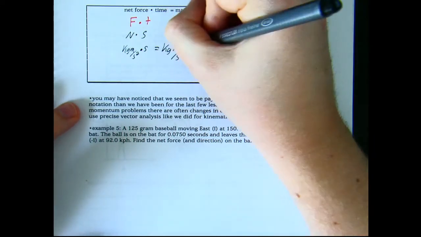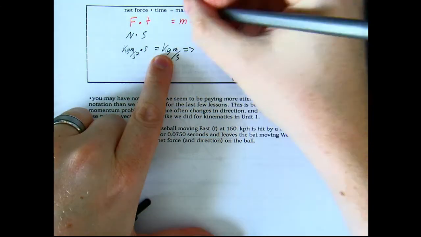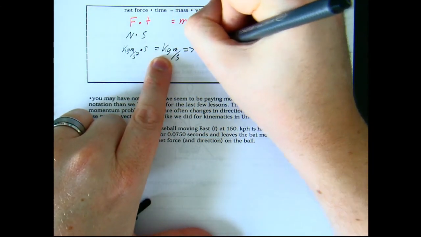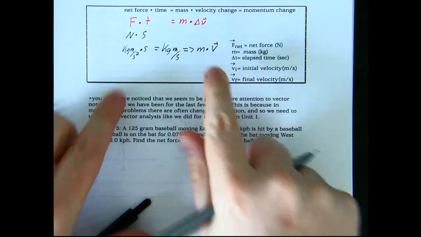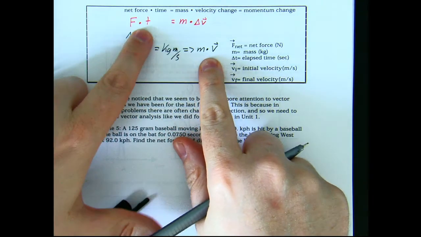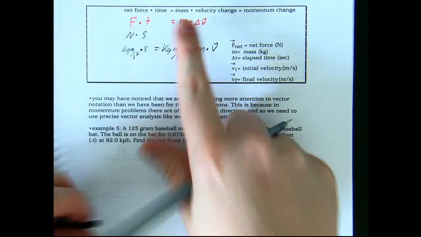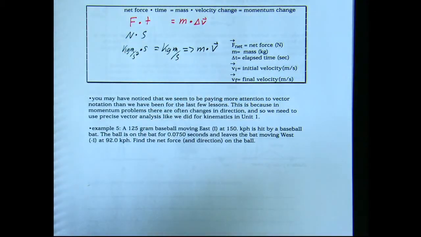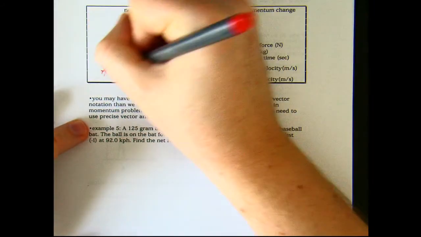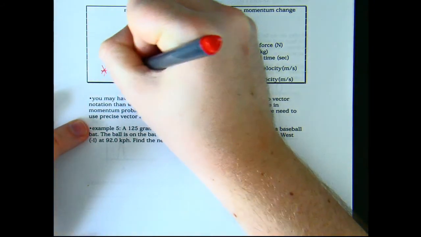Well, that's a mass times a velocity here, and so what we can see here is that a force times time has to be equal to a mass times a change in velocity. This particular relationship here is impulse. Is the idea behind impulse.